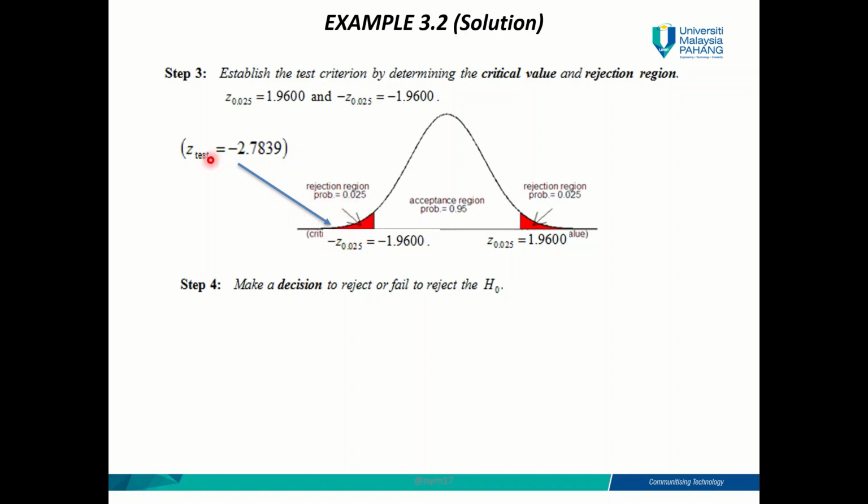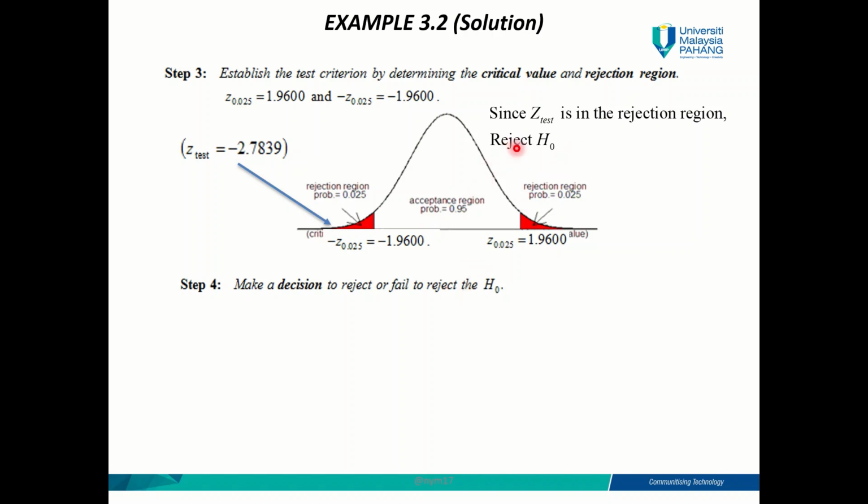Okay? Since the test statistic is smaller than this negative critical value, your test statistic falls in the rejection region. So if your test statistic falls in the rejection region, the decision here is to reject H null. That is the rule. So you need to memorize this. If your test statistic falls in the rejection region, you reject H null. If your test statistic falls in the acceptance region, you don't reject H null, or you accept H null. Okay, so that's the decision, reject H null.